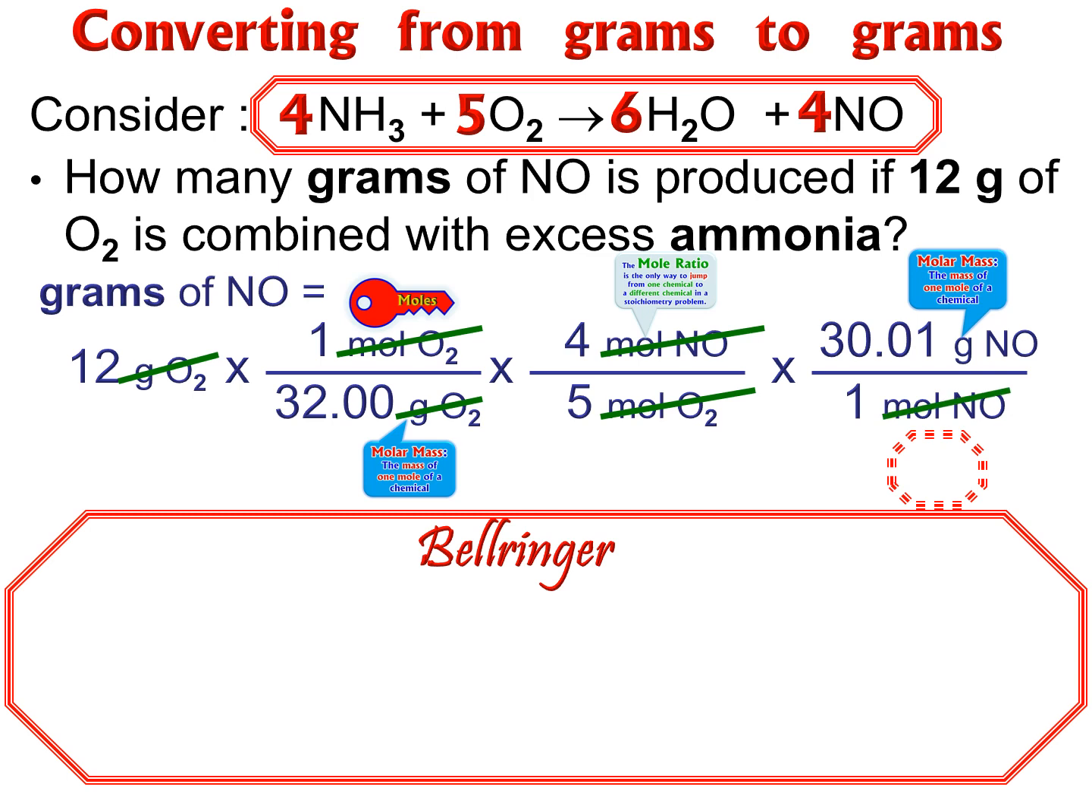Moles of NO. And finally, if I go through this three-step process, 12 grams of oxygen divided by 32.00 times 4 divided by 5 times 30.01 gives me, what's the unit of my answer going to be? The only unit that's left that isn't canceled. The last numerator unit is the only one that will not cancel, grams of NO. And what I get is 9.0 grams of NO. So if you can do a problem like that, you're pretty good. That's what I need you to be able to do.